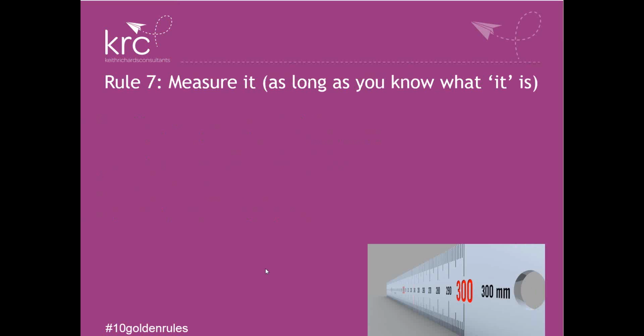Now, rule number 7, and I'm going to just go through this slide, and then we'll have a go at a poll, which should be quite exciting. And rule number 7, in terms of these golden rules, is measure it, as long as you know what it is. Now I'm going to break into fluent Dutch.